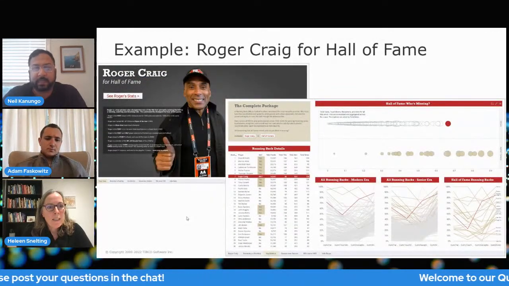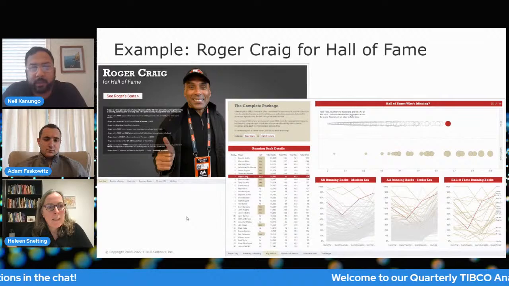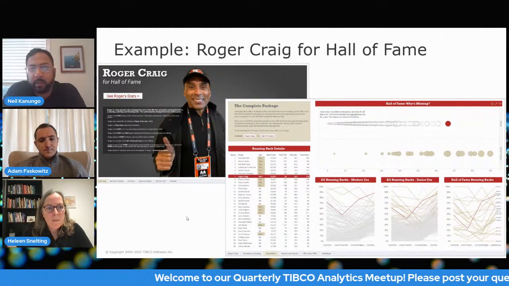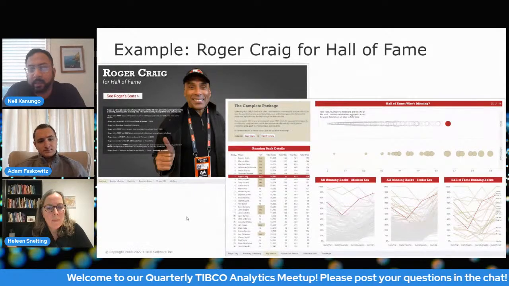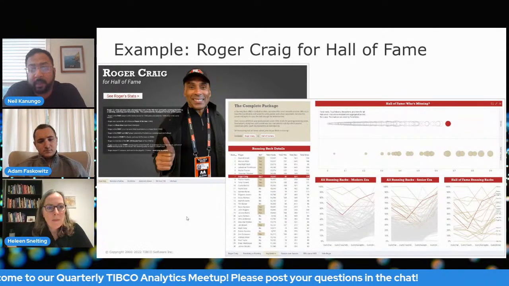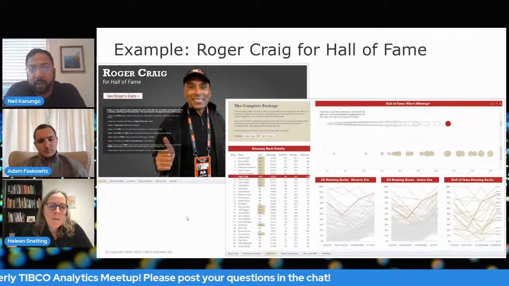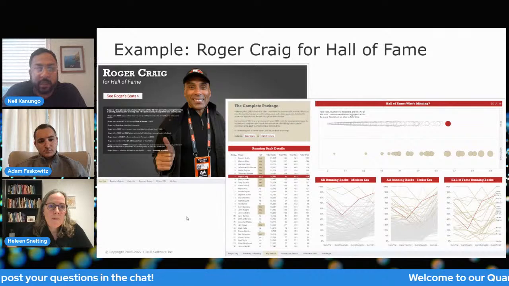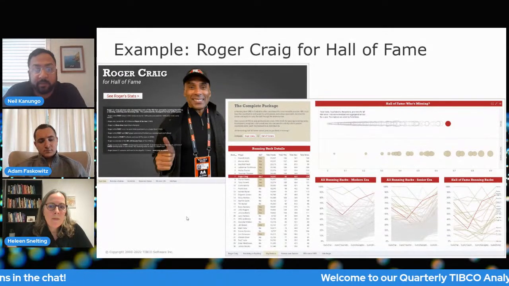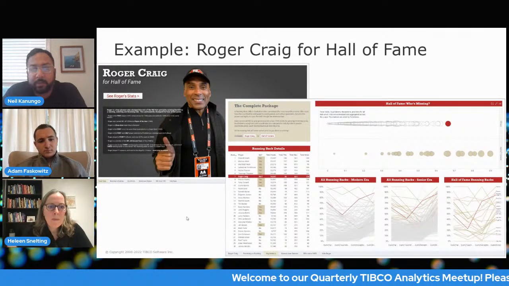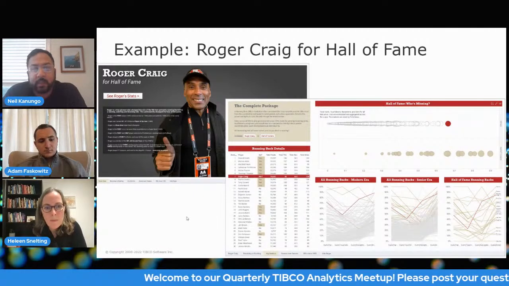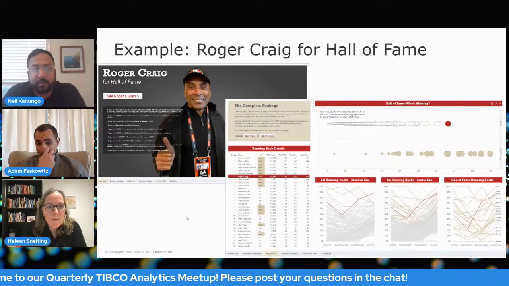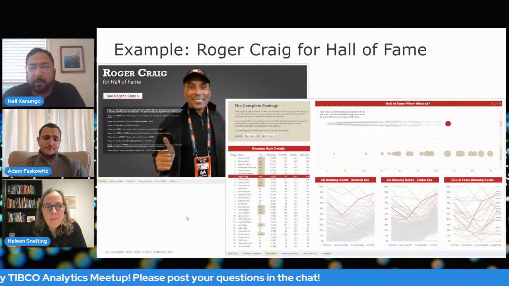We also have a dashboard on our demo gallery on Roger Craig for Hall of Fame. This compares Roger Craig to other running backs in the league and other running backs that have made the Hall of Fame and those that have not made the Hall of Fame. And it's a great visual analysis of Roger's performance over his career with some interesting visualizations. There's several pages and different angles that we look at of Roger's performance over his career. So that's worth checking out.